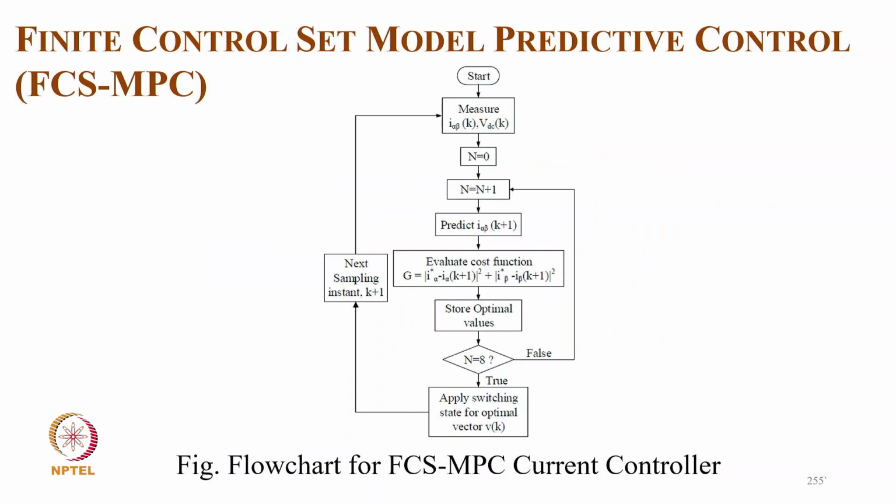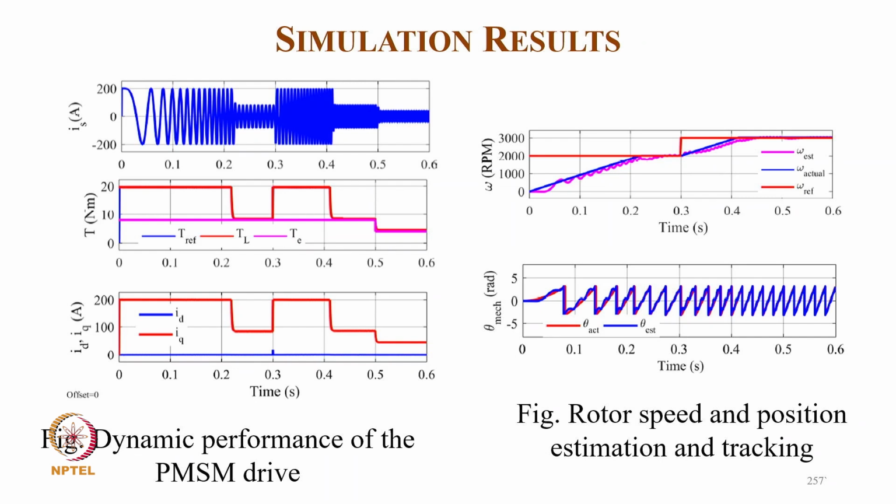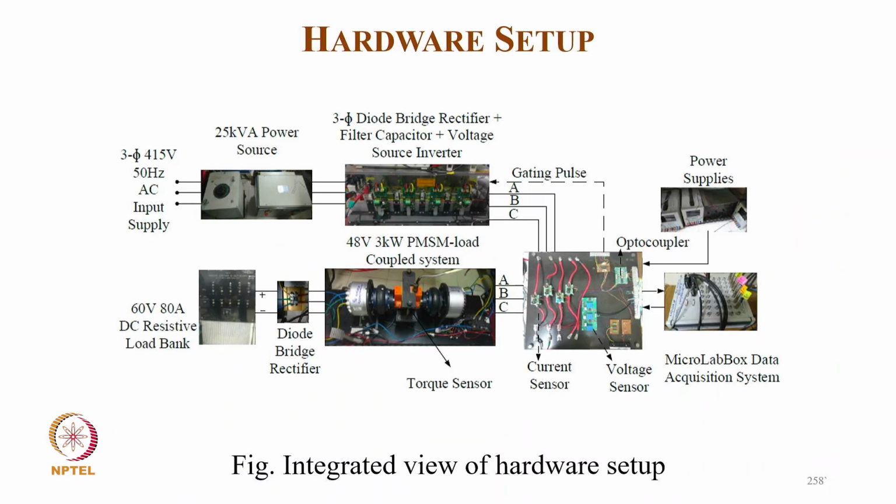And this is the flowchart for the finite control set model predictive control to get typically the position and speed, like from a DC encoder. And of course these are the parameters of the motor on which these are implemented and simulated, a 3 kilowatt motor. And these are typically the dynamic performance of the PMSM drive for the stator current, then the torque and DQ current, and similarly for starting as well as the speed response, the change in position, actual position and estimated position, and actual speed and estimated speed.